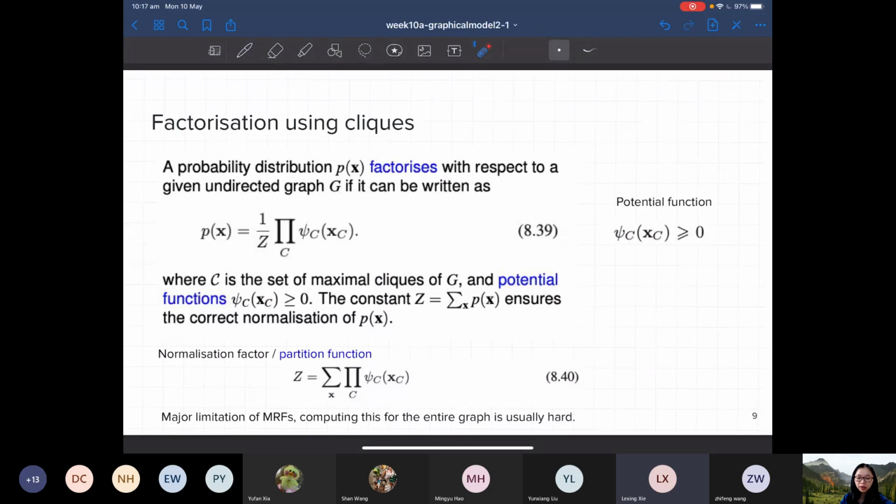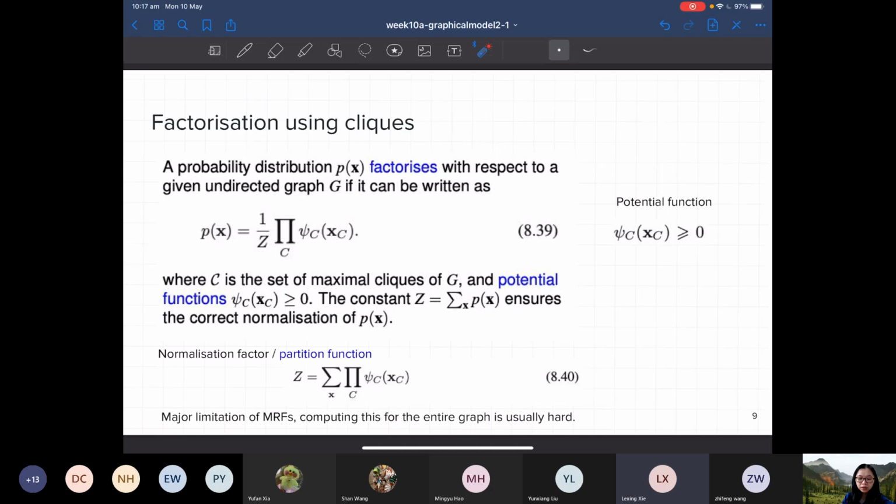So here we go. The potential functions are non-negative functions, and the constants ensure the correct normalization of P of X. In here, we gained not much, except saying that the cliques are defined on maximal cliques X of C, sets of nodes, and they're just non-negative functions. They can be any value. So this gives us a lot of flexibility in defining the joint probabilities.